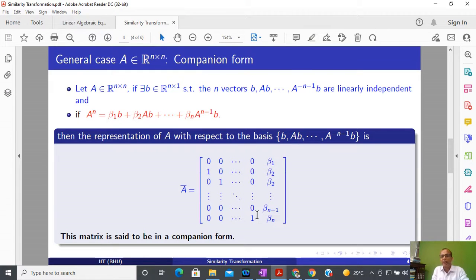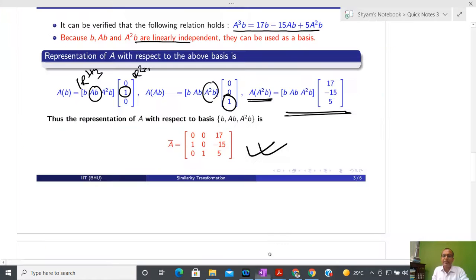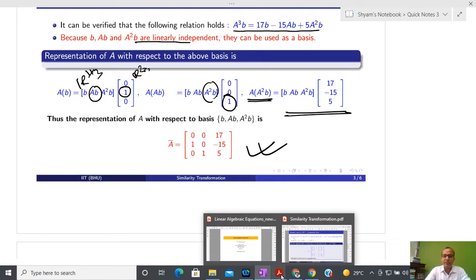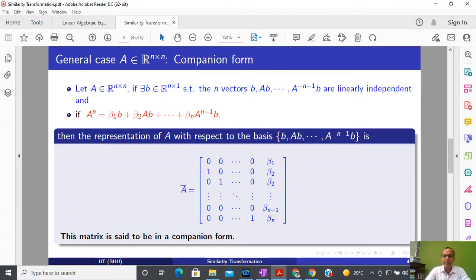Okay, so have you used this kind of companion form during the course of modern control theory? Yes. So this companion form is possible because the same matrix I can represent using two different bases. If that is not there, then I cannot do that. Now I think my OneNote has some problem, so I will proceed with this slide only.